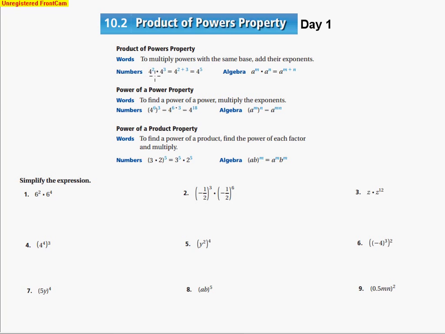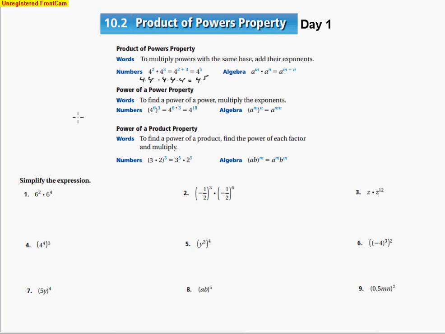And the reason is this: if we had 4 to the second power, that represents 4 times 4. 4 to the third power represents 3 4s being multiplied together. So you can see how I have 2 4s and 3 4s multiplied together makes 5 4s, and that's why we add the exponents. And then over here we have a power of a power product.